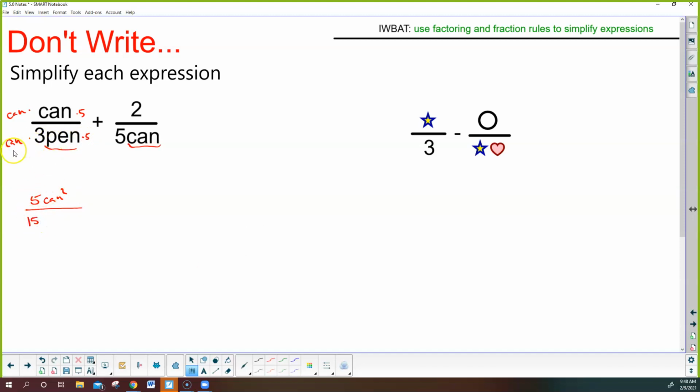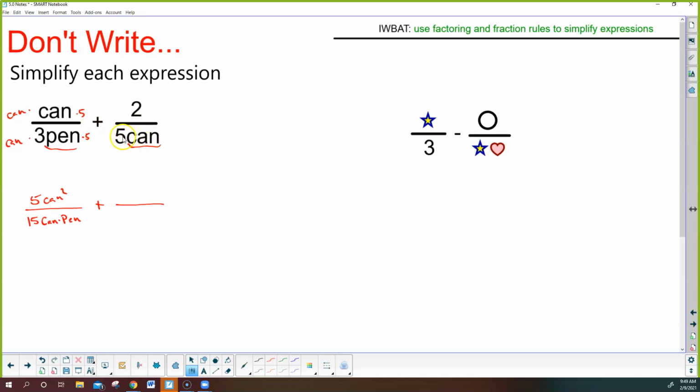And then if I have can and pen, we kind of write it in alphabetical order, but there's no official wrong way to write that. So my denominator for this first one is 15 can pen. Sounds weird, right? But this is hopefully to help us understand what common denominators are.